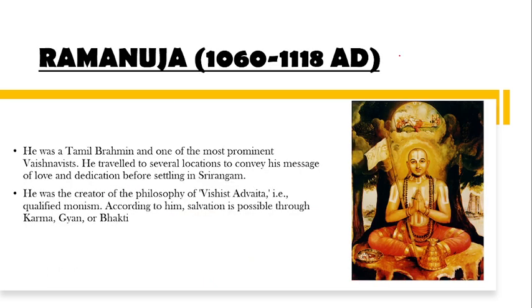So let's see some Bhakti saints like Ramanuja, who lived from 1060 to 1118 AD. He was a Tamil Brahmin and one of the most prominent Vaishnavites. He traveled to several locations to convey his message of love and dedication before settling in Sri Rangam. He was the creator of the philosophy Vishishta Dvaita, or qualified monism. According to him, salvation is possible through karma, jnana or bhakti.